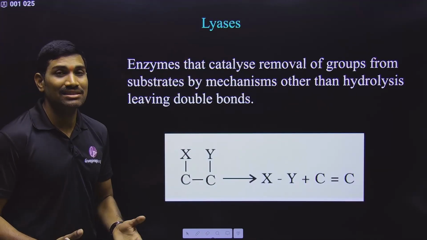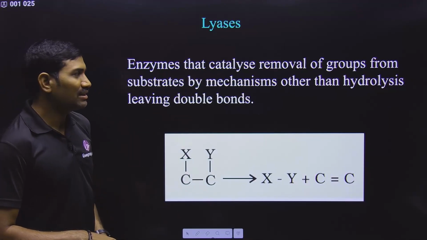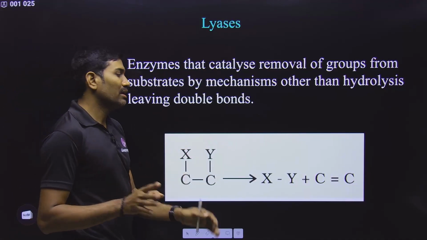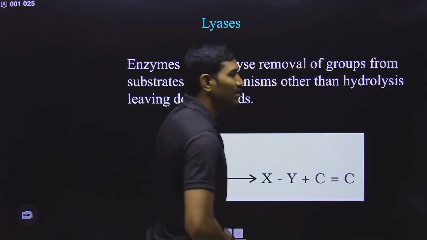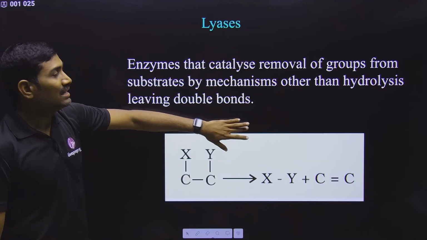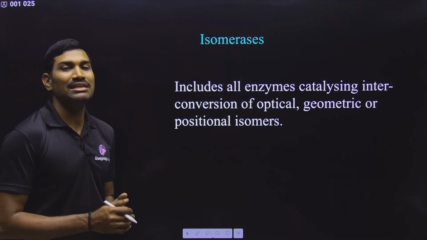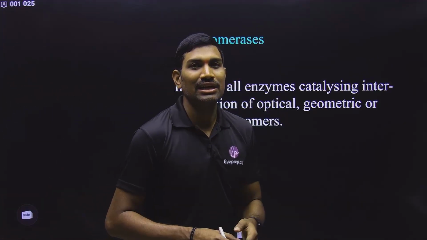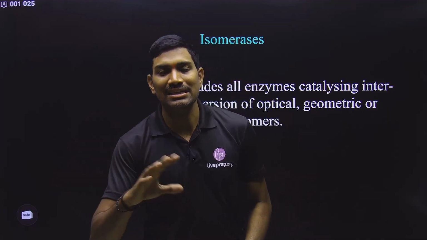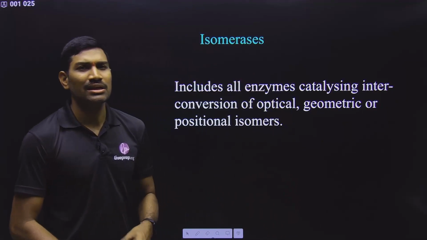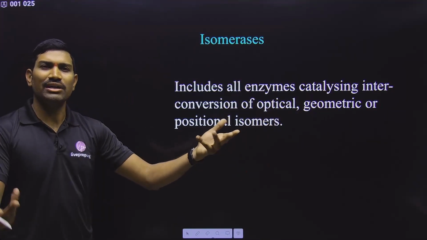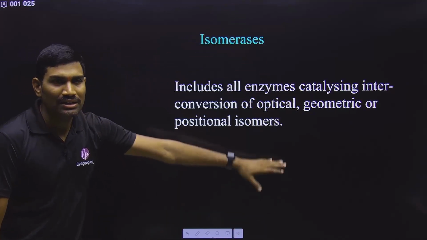Next one, lyases. Here what is happening is they are removing some groups without the involvement of a water molecule, and generally here we observe carbon-carbon double bond formation at these locations, and those enzymes are called lyases. Next one is isomerases. These enzymes are involved in the conversion of one form of a substrate into another, and generally these are isomers, different isomers.